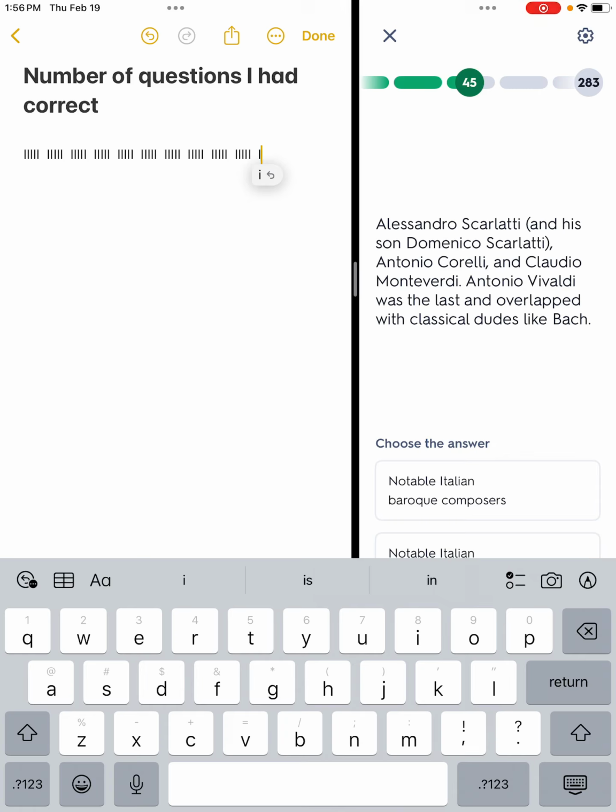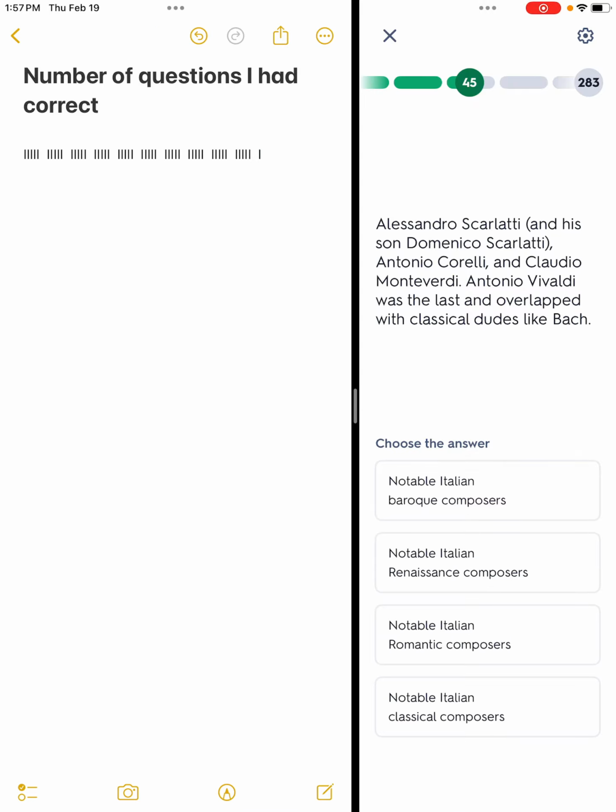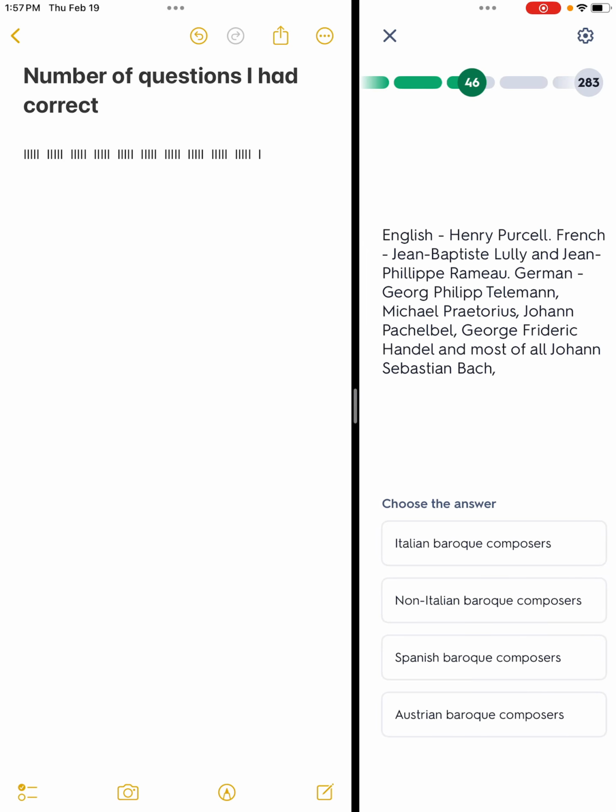Scarlatti, again Scarlatti, Corelli, Monteverdi. I think they fall under it. I'm going to say Vivaldi would have to be part of the Baroque.